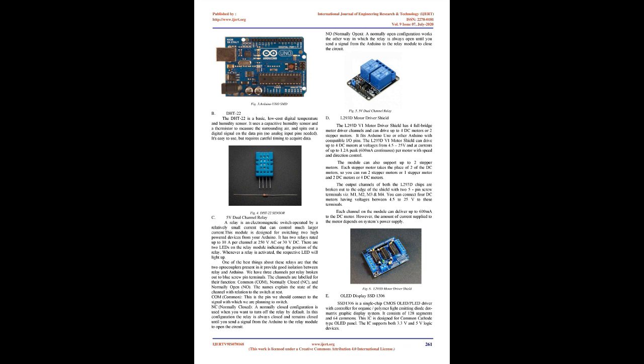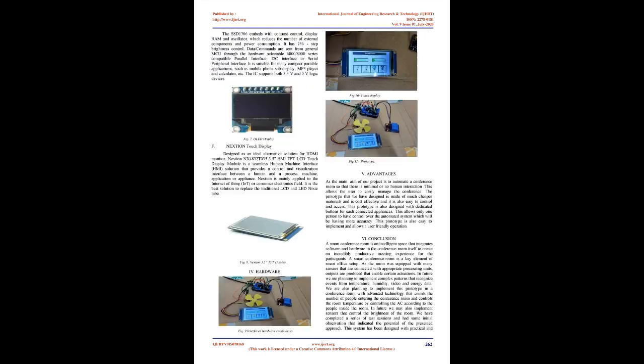B. DHT22. The DHT22 is a basic, low-cost digital temperature and humidity sensor. It uses a capacitive humidity sensor and a thermistor to measure the surrounding air, and spits out a digital signal on the data pin. No analog input pins needed. It's easy to use, but requires careful timing to acquire data.